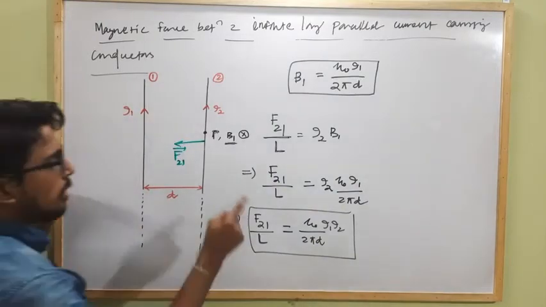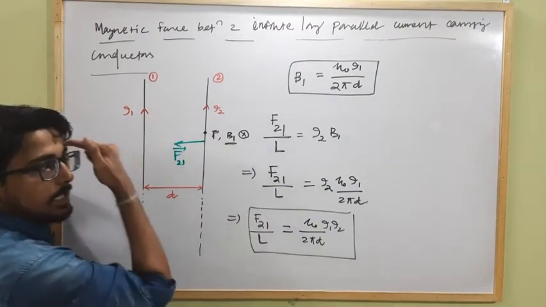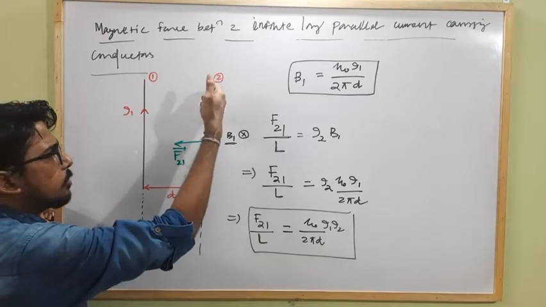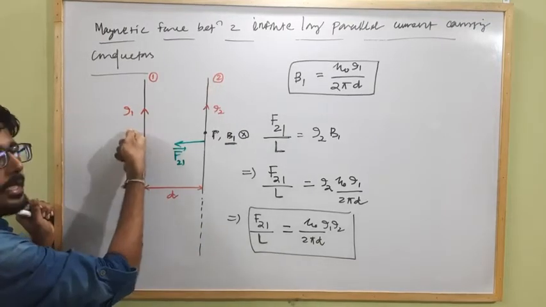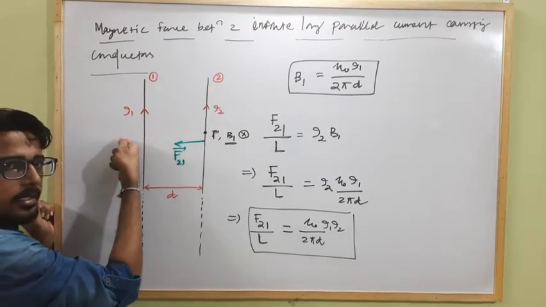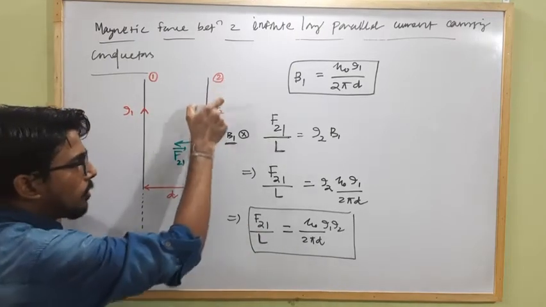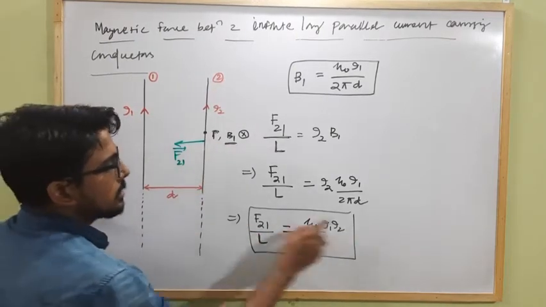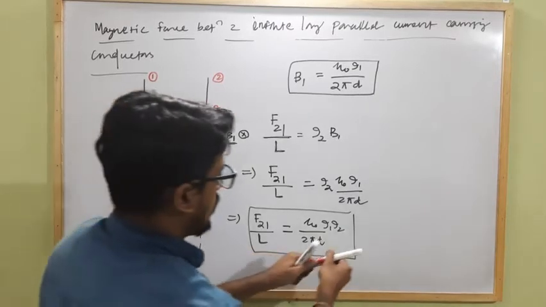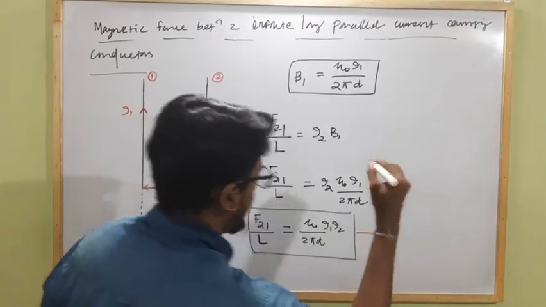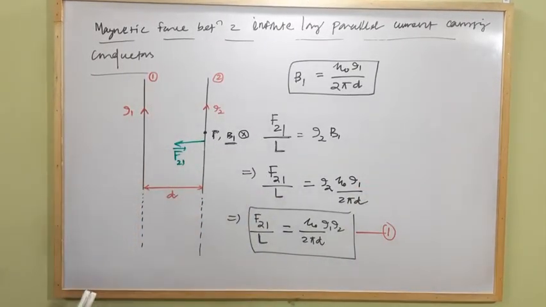Okay, so this is the magnetic force acting on current carrying conductor 2 due to the current carrying conductor 1. Per unit length of the current carrying conductor 2 it is this one. Let it be equation 1. Clear? And its direction is towards left.